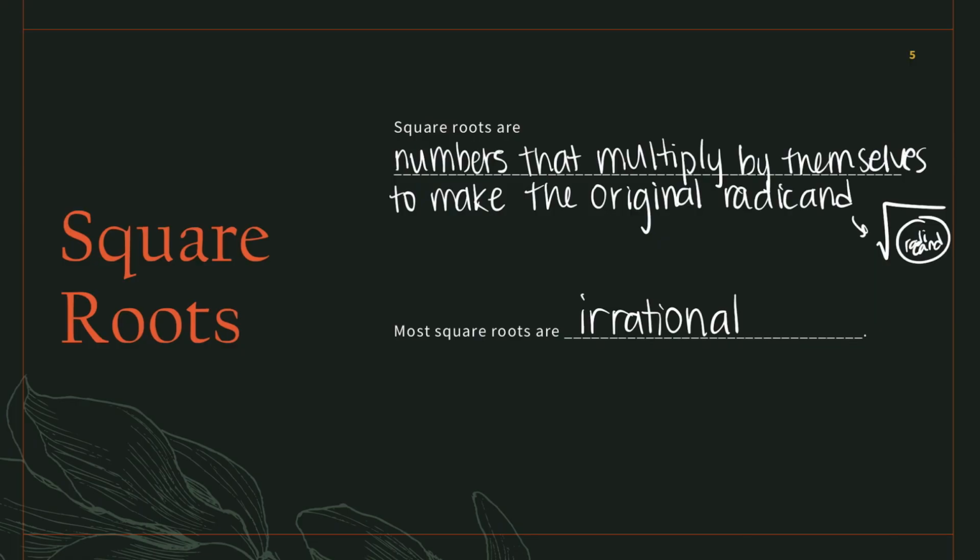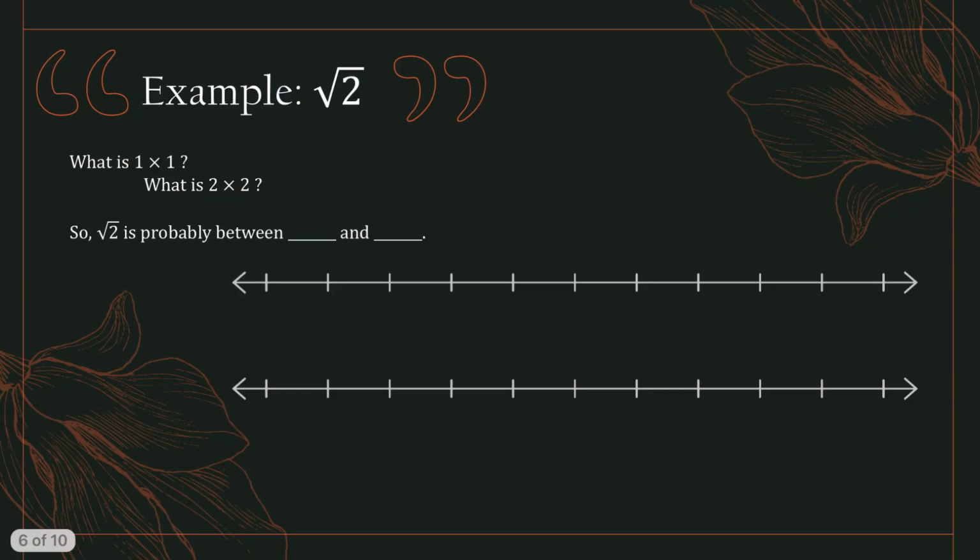But most square roots in the real world are irrational, because if you just pick any number like 15, the square root of 15 is going to be irrational. It's going to be a decimal that never ends. But we're going to practice this with the square root of 2.